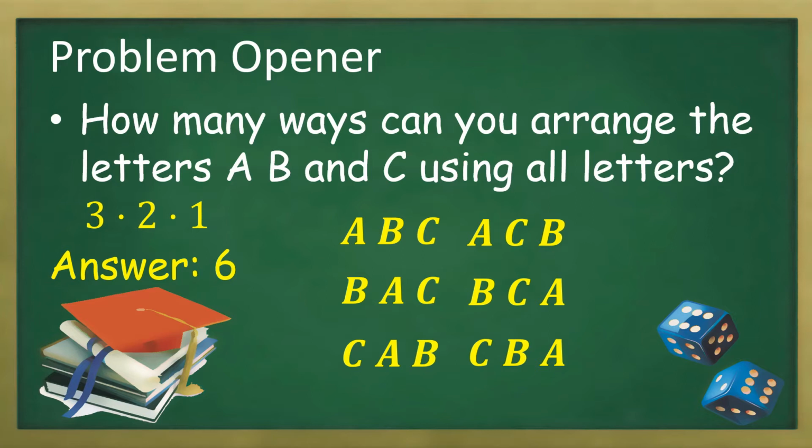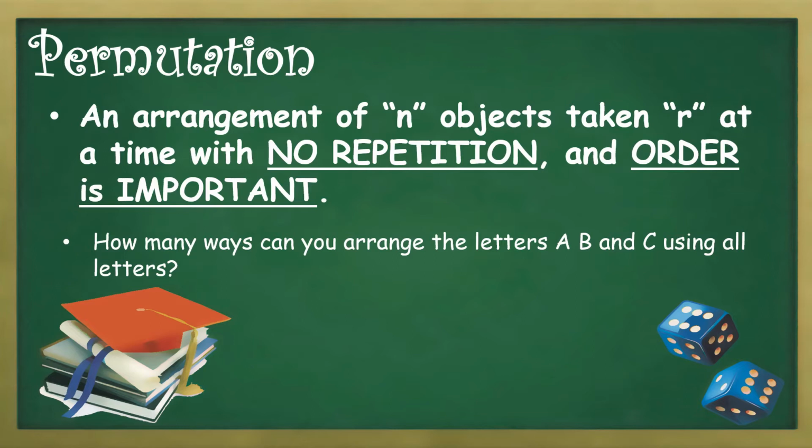Aside from the fundamental counting principle and listing down the arrangements, we can also use permutation to solve this kind of problem. So what is permutation? Permutation is an arrangement of n objects taken r at a time with no repetition, and the order is important. So permutation is also counting outcomes of an experiment, where your experiment should be an arrangement of n objects taken r at a time, and the repetition of objects is not allowed, and the order of objects is important. Just like our example a while ago.